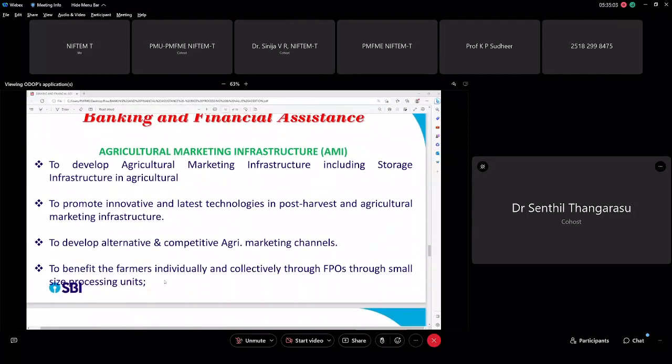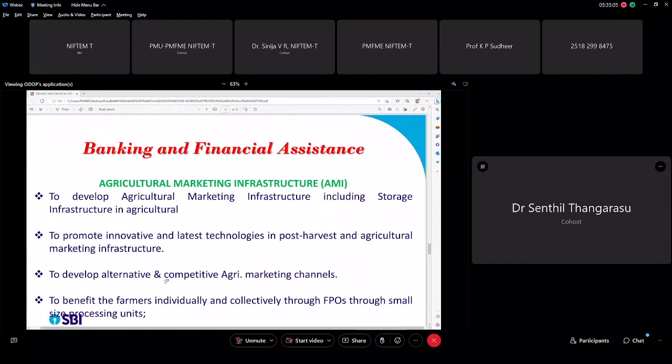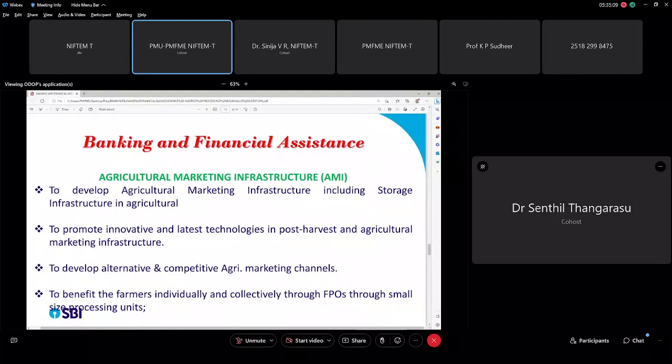This is one of the most important schemes, Agriculture Marketing Infrastructure. Sir, please intimate us when we have to change the slide. Okay, ma'am. Yeah. Agriculture Marketing Infrastructure, AMI scheme. This is sponsored by NABARD and the Agri Marketing Department also.